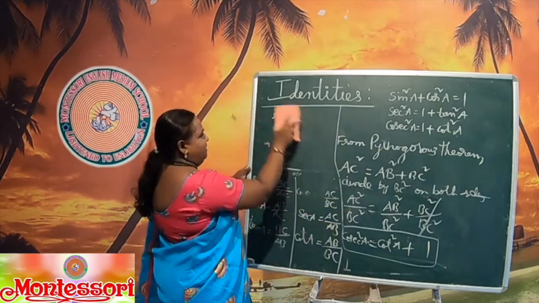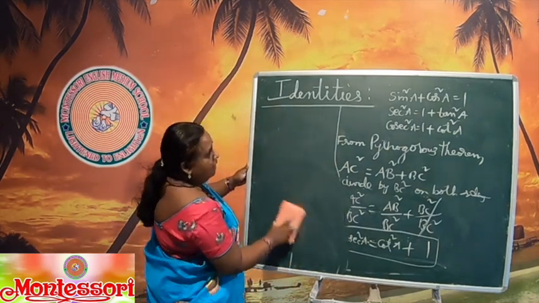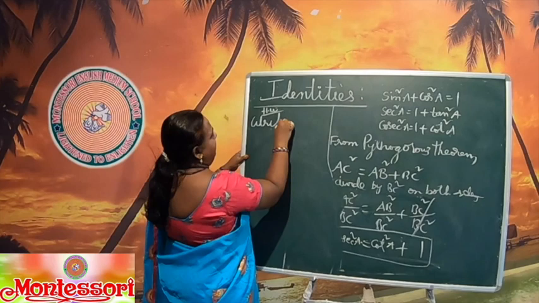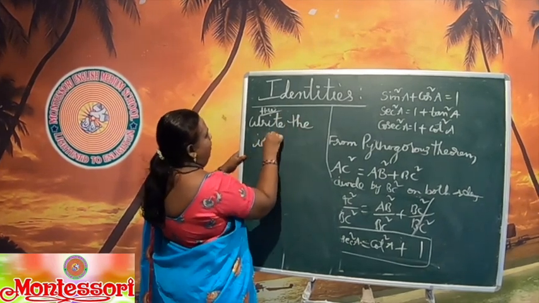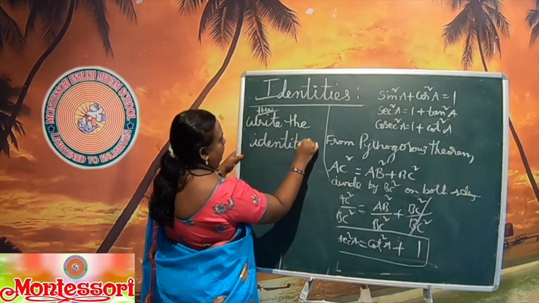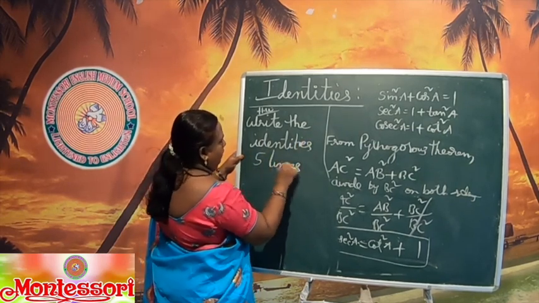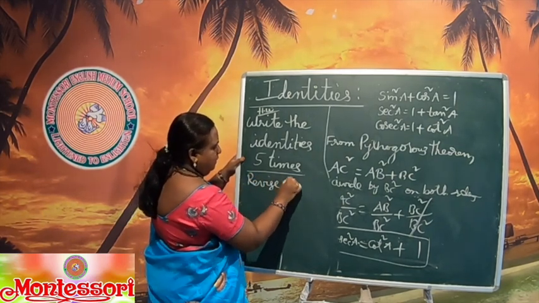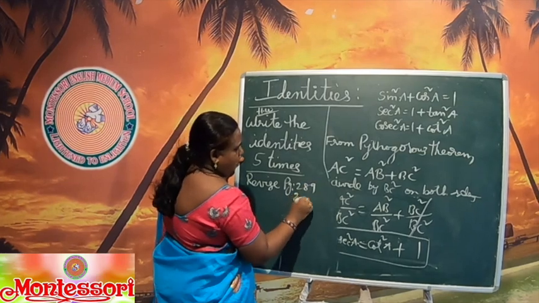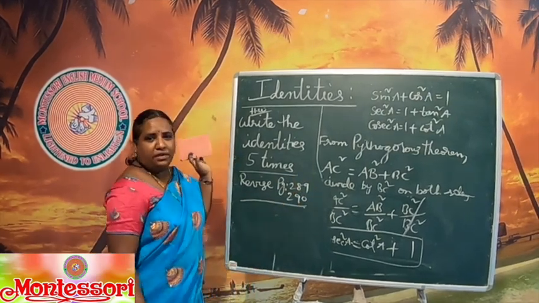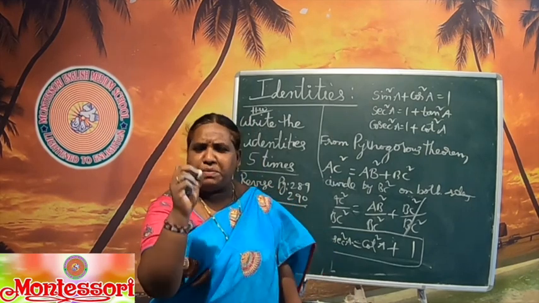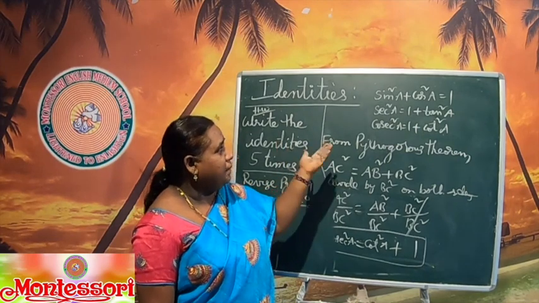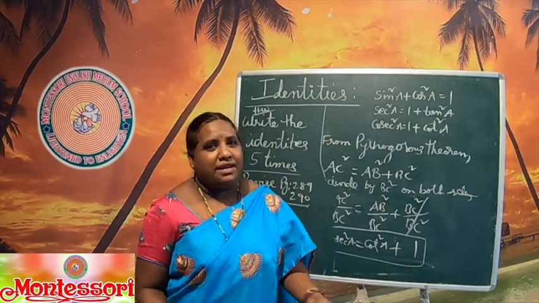So today's homework is to write these identities 5 times, and revise page numbers 289 and 290. So this is the proof. If you are thorough with this, the next exercise will be very easy for you, and I request you to practice a number of times so that the next exercise will be easy. This is today's class.